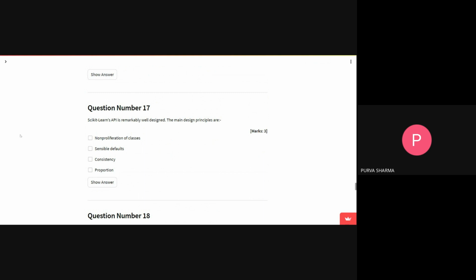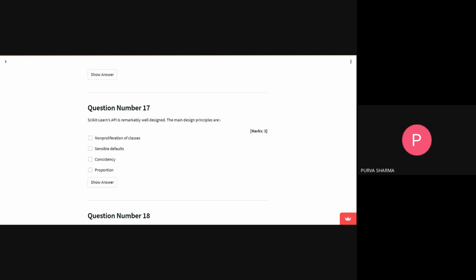Okay, now this next question. Consequence is correct. A and C, by default. Non-proliferation of classes. What is non-proliferation? It means they are not. The first three are correct, I think. Yeah, sensible default is there. Also, there are not that many classes, and the methods are all consistent. Yeah. I think it uses a lot of inheritance also.